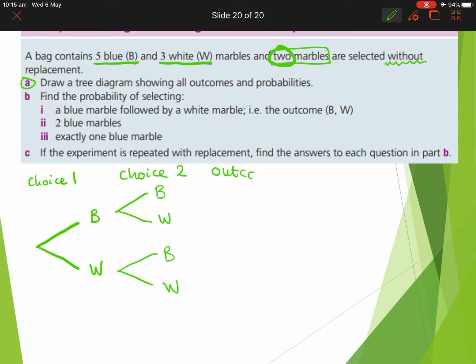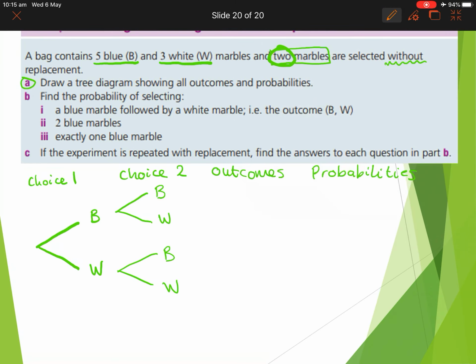Remember you've always got to write your outcomes and your probabilities. There is a fair bit more working out doing a tree diagram, but you get a lot more information ready to pull to answer your questions.